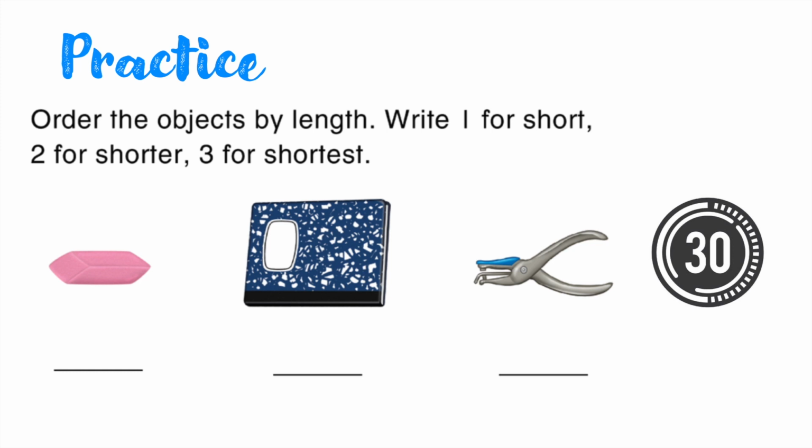Now let's order the objects by length. We're going to write a 1 for short, 2 for shorter, and 3 for shortest. I'll give you 30 seconds to write on a piece of paper 1, 2, and 3 in the order of the objects. Ready? Go.